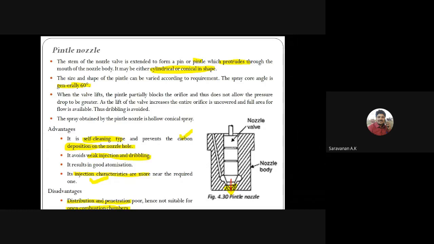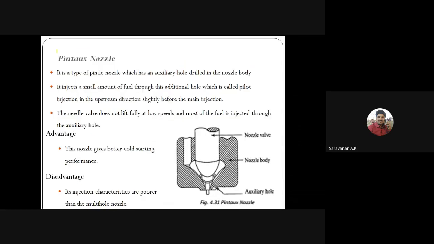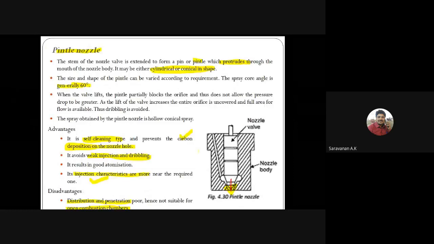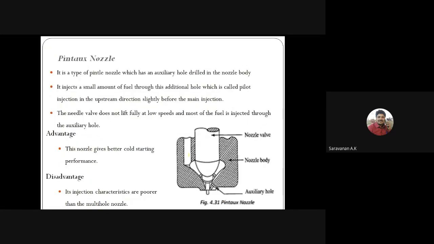In the diesel engine we are using the open chamber and the pre-chamber, right? So it is very suitable for the pre-chamber one. The first two nozzles will be used for the open chamber, and the spindle and the Pintex nozzle will be used in the pre-chamber, right? In the spindle we have only one outlet, but in the Pintex nozzle we have plenty of nozzle outlets.